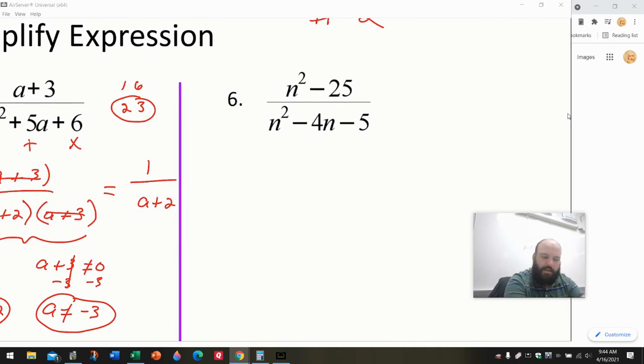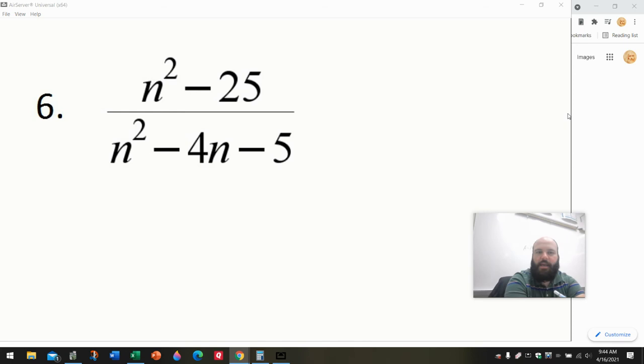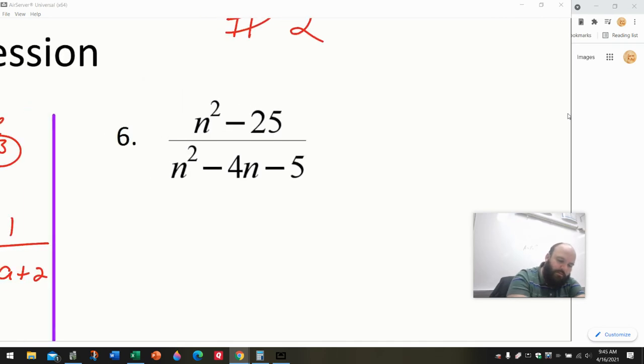Okay, so let's try another one. We have n squared minus 25 on the top, and we have n squared minus 4n minus 5 on the bottom. Now, if you recall, whenever we have ones like this, we want to write them as n squared plus 0n minus 25. This will help us make this more factorable, or easier to think about what the factors are.